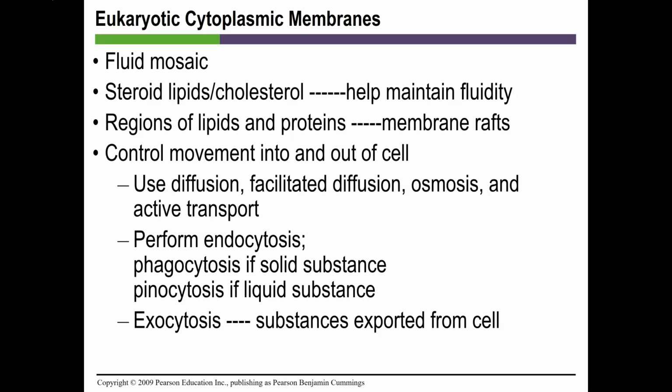In animal cells, in cells such as amoeba, and in cells like our white blood cells, they can perform endocytosis, a process of membrane movement to bring components into the cell. They also perform exocytosis to export things from the cell.